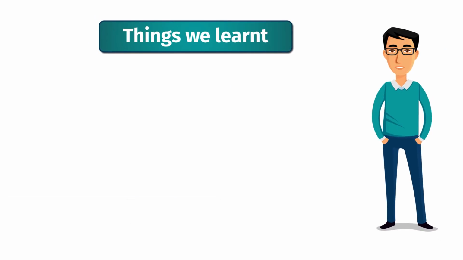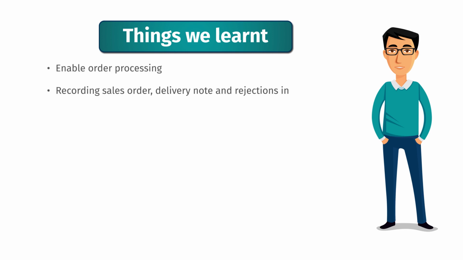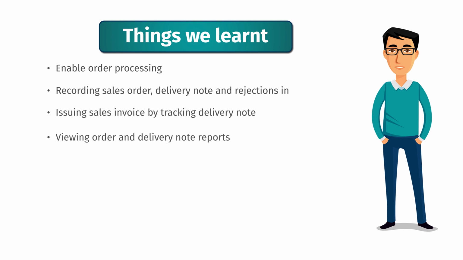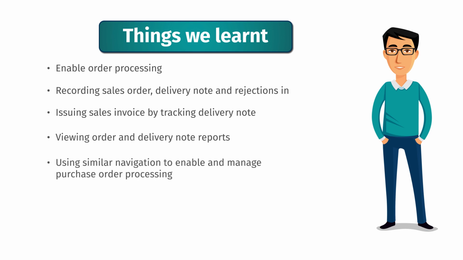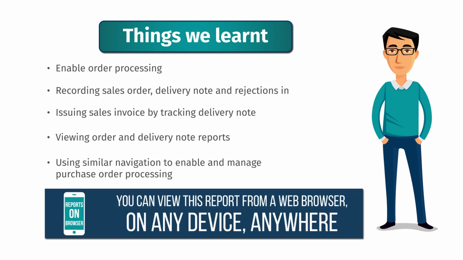Alright, a quick recap of things we learned in this session. Enabling order processing, recording sales order, delivery note, and rejection in, issuing sales invoice by tracking delivery note, viewing order and delivery note reports, and using similar navigation to enable and manage purchase order processing. With our latest Tally ERP 9, you can access order reports from a web browser on any device, anywhere.